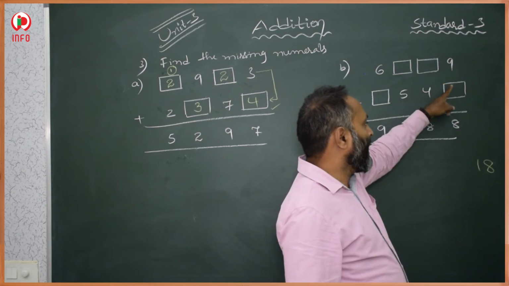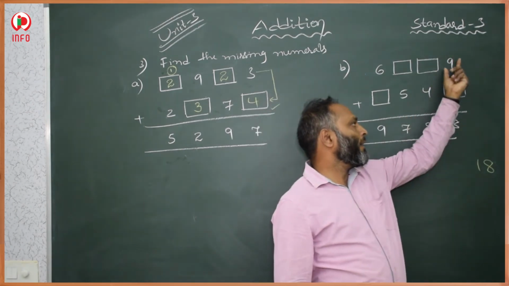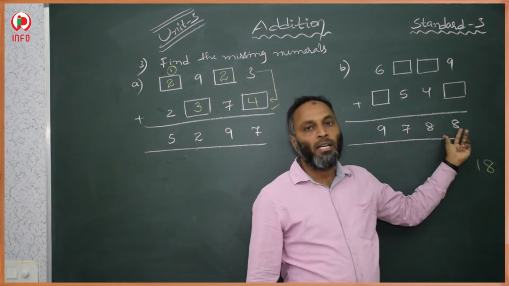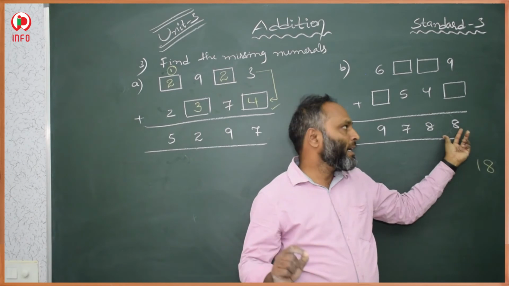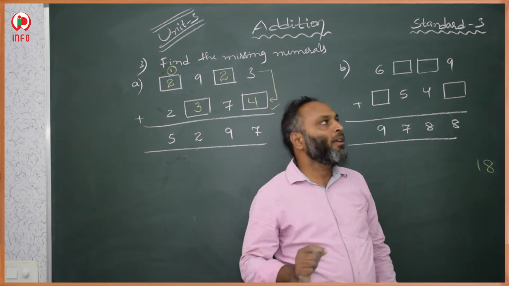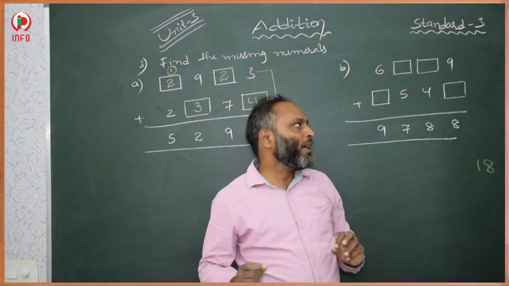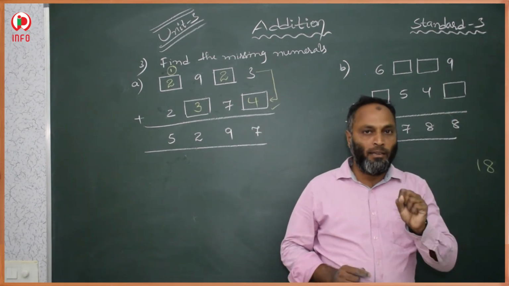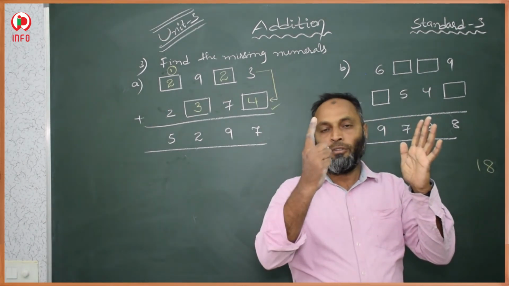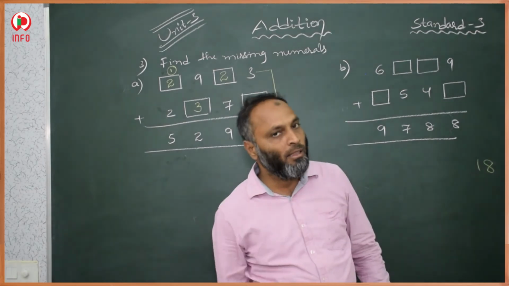Then for 9, what we should add to get 18? We have to check. First, what we think first? First we check addend and sum. If we check addend and sum, addend is greater than sum. It is not correct. So we understand that this is not 8, this is 18. In this way we think and we do our sum. So then 9 and 18. So what we should add to get 18 to this 9? 9, 10, 11, 12, 13, 14, 15, 16, 17, 18. If we add 9 to 9, then we get 18.